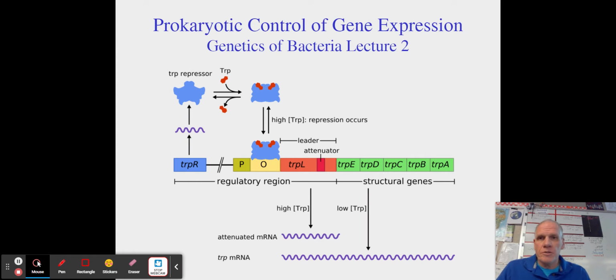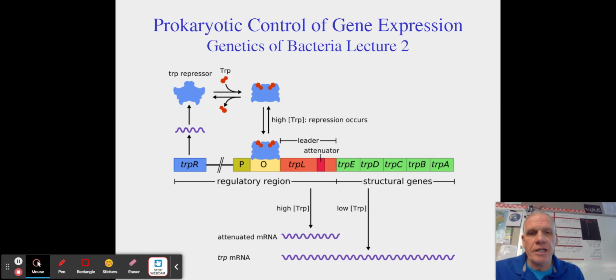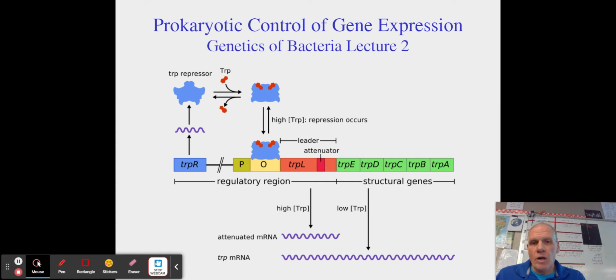Hey guys, welcome to a lecture on prokaryotic control of gene expression. This is our lecture 2 on genetics of bacteria. So hopefully this picture might look somewhat familiar, and this is the trp operon. And we're going to go into how these processes are regulated. How are genes turned on and turned off in bacteria, basically. We will also be talking about eukaryotic genes, but that will be another lecture.